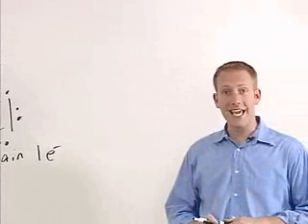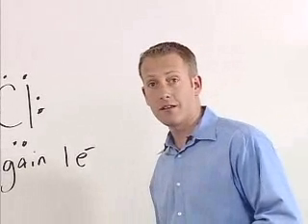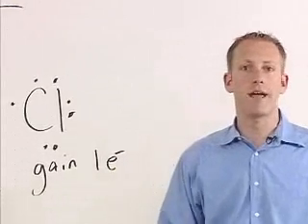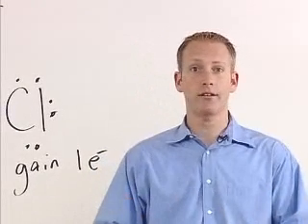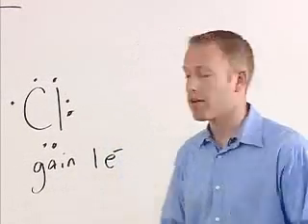Now they both want to gain. So what's going to happen? Instead of transferring an electron, they're actually going to share an electron. So it's very important that you understand that covalent bonding is the sharing of electrons. How do you remember that? Covalent, C, S, sharing. Covalent is sharing. A covalent bond is when you share electrons.